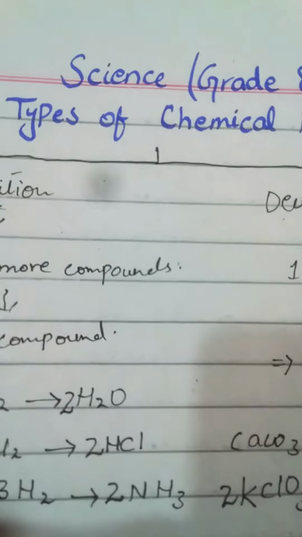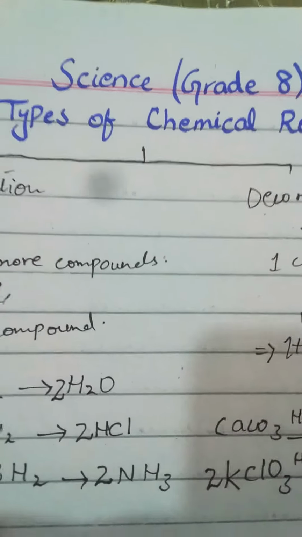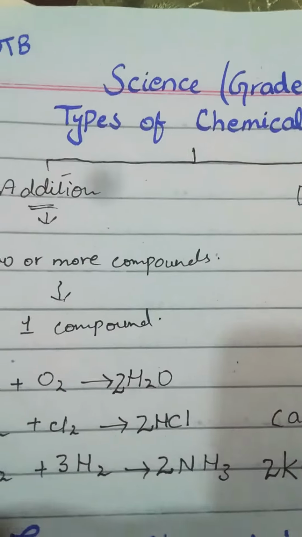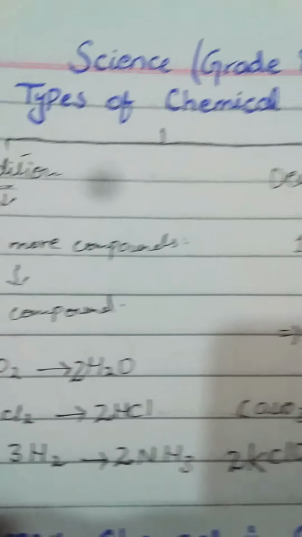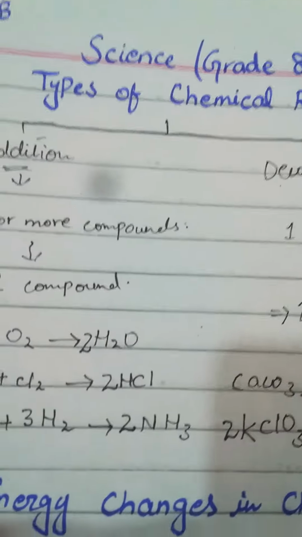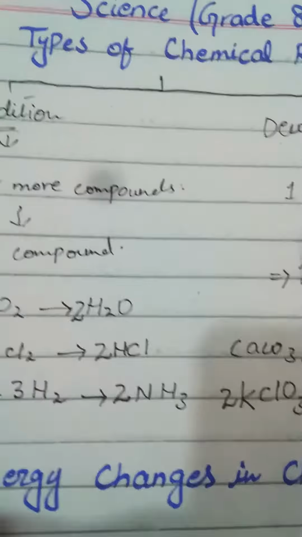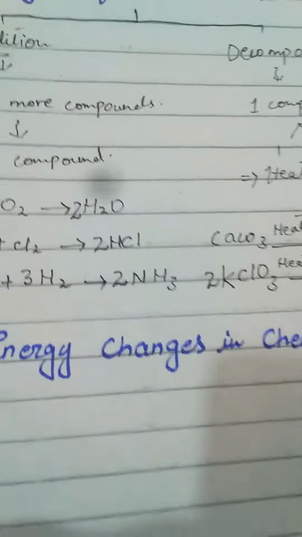We have discussed the types of chemical reactions that were addition and decomposition reactions. I am showing the addition and decomposition reaction. You need to differentiate between the types of chemical reactions and the energy changes in chemical reactions.